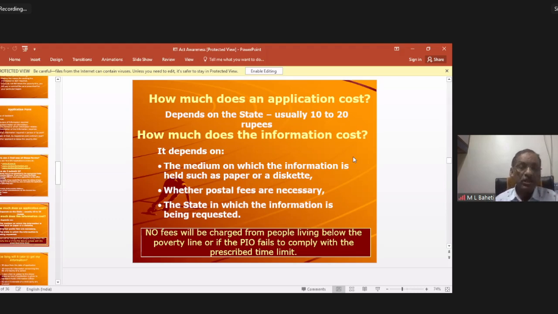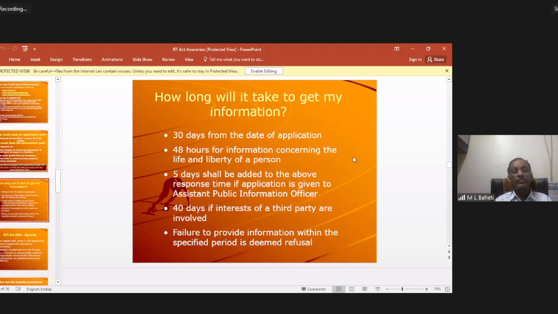One important clause is there, no fee shall be recovered from below poverty line. And one more, from ordinary citizens also, if the PIO fails to comply within the prescribed time limit, that is 30 days from the date of application, then the PIO cannot ask for copying charges or any fee for providing the information.